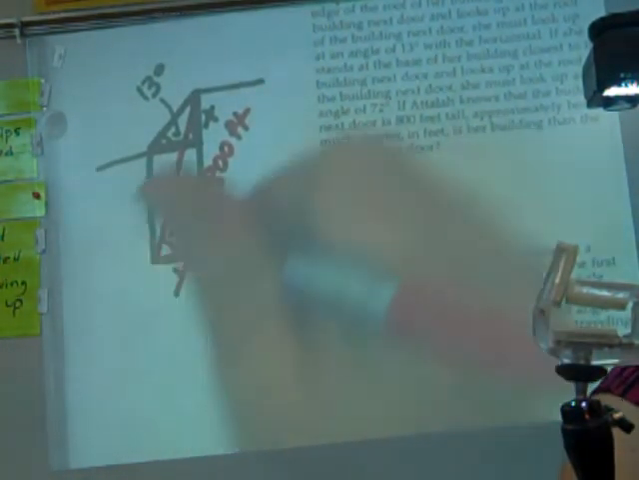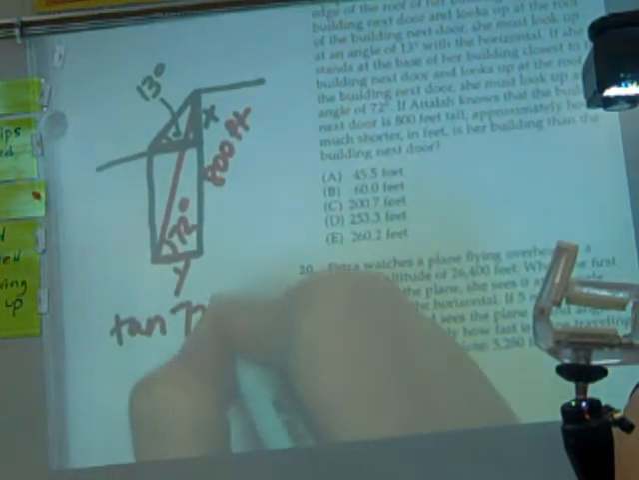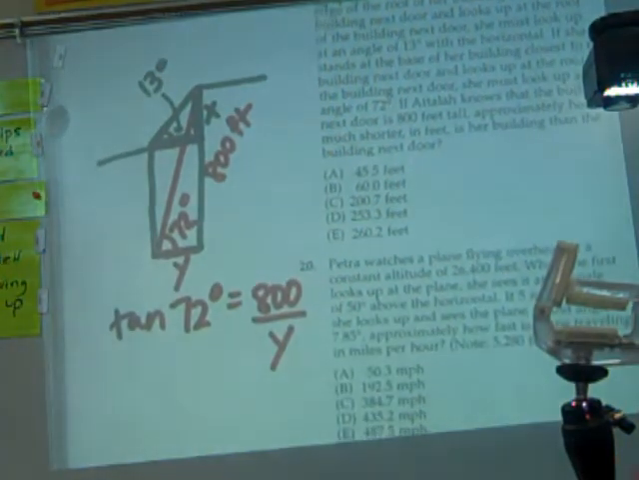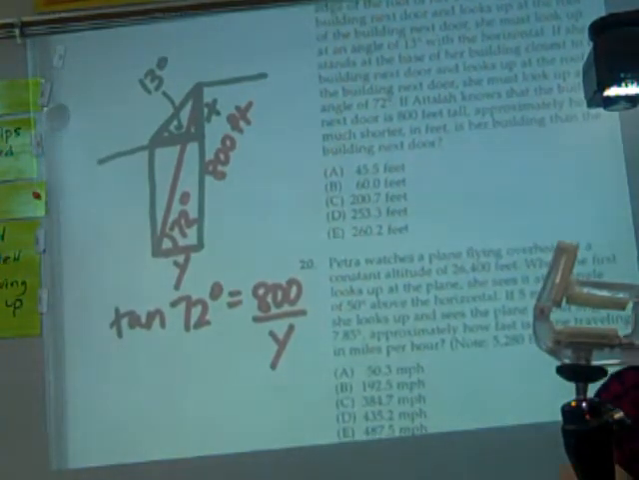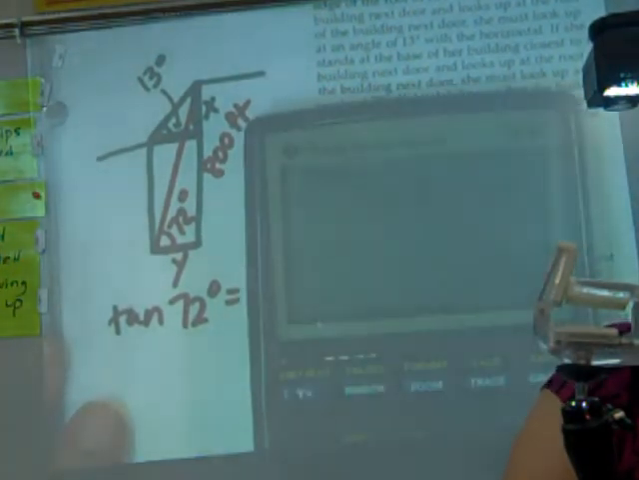So to find this, I'm going to use tangent again. I've got the tangent of 72 is opposite over adjacent. So once again, you'll have to divide 800 by the tangent of 72.